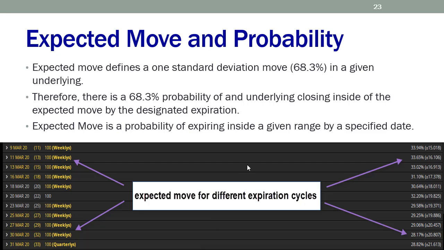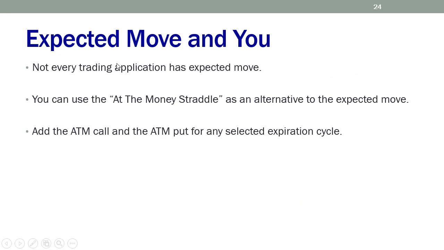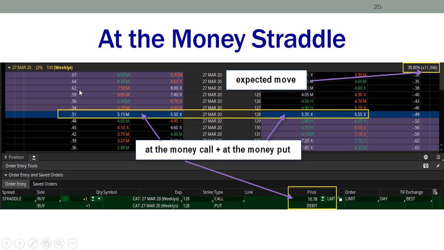You're like, oh, okay. Listen, not every trading application has expected move. You can use the at-the-money straddle as an alternative. Add the at-the-money call, the at-the-money put. What does it look like? Here. Okay, what's the at-the-money call, the at-the-money put? For those of you that speak geek, here's an expected move of about $11. You could just add the at-the-money call to the at-the-money put.